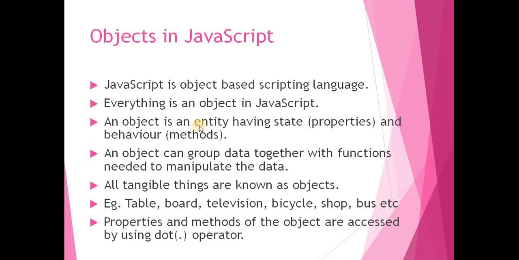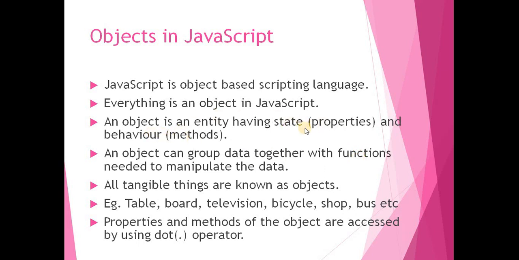An object is an entity having state and behavior. So an object has two things, state and behavior. State is nothing but the properties of the object and behavior is the methods. Okay, next one. An object can group data together with functions needed to manipulate the data. So again, an object is made up of two things, data and functions. The data is nothing but the state, that is properties. Functions are behavior or methods.